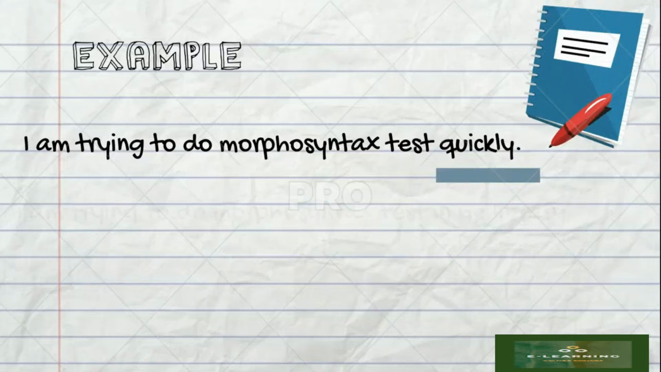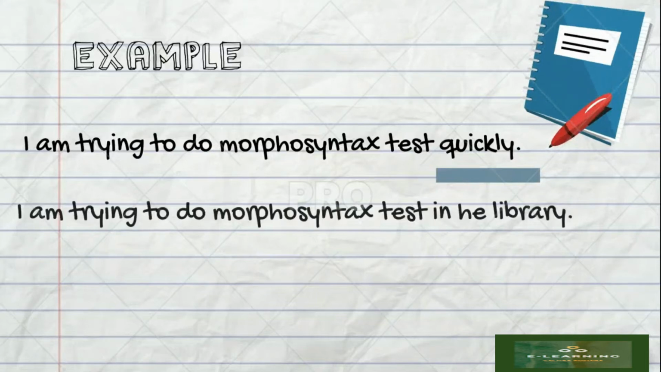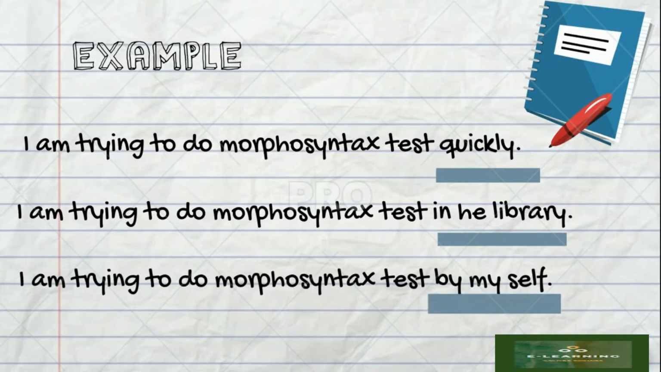The second example: I'm trying to do the morphosyntax test in the library. The underlined part is in the library. The meaning is I'm trying to do the morphosyntax test. Where is the place? The place is in the library. So the second example is a kind of adverb of place. Third: I am trying to do the morphosyntax test by myself. The underlined words are by myself. I am trying to do the morphosyntax test with whom? The answer is by myself.